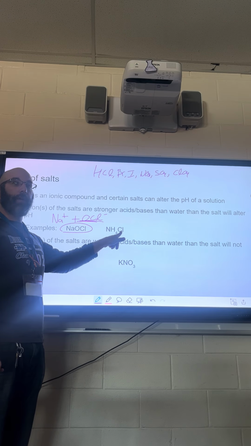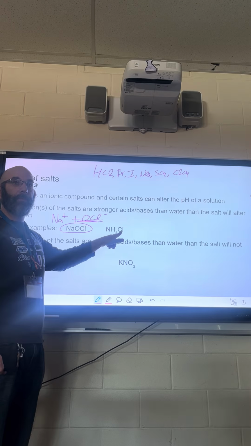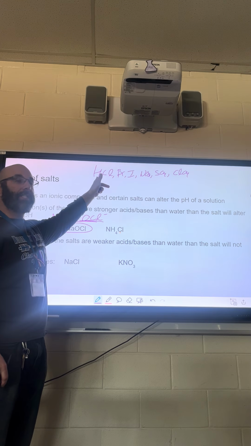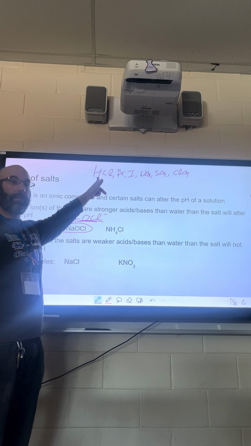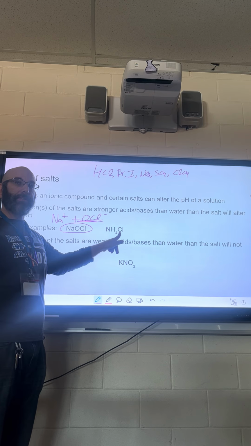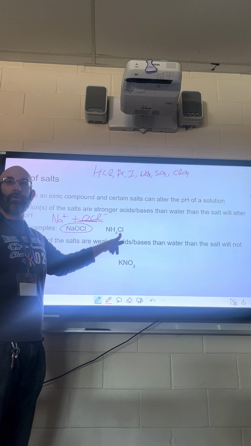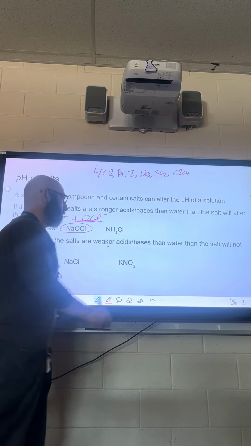Look at the chlorine. Where did the chlorine come from? What acid donates Cl? HCl. Is HCl a strong acid? Yeah. So as a conjugate base, is Cl minus better than water? No.